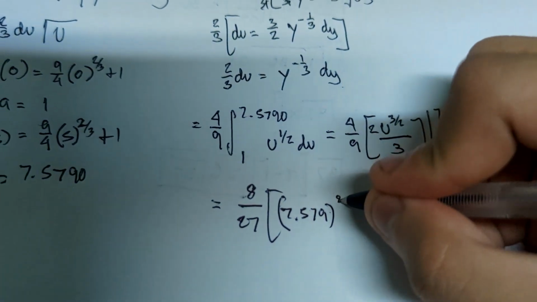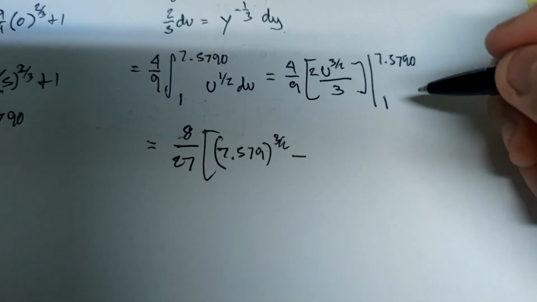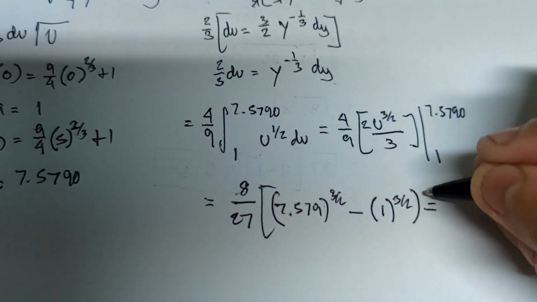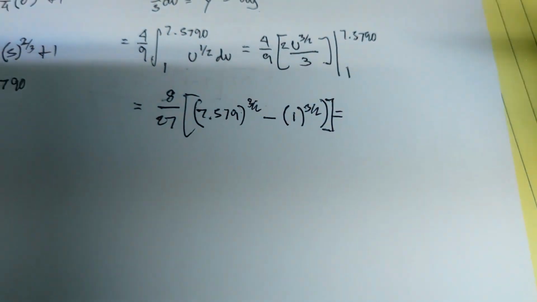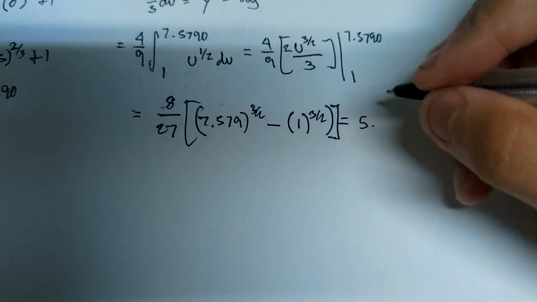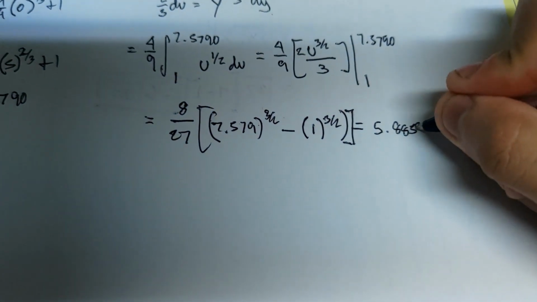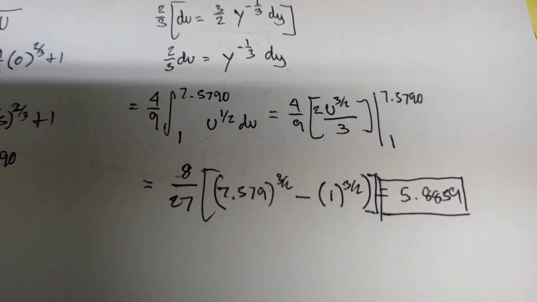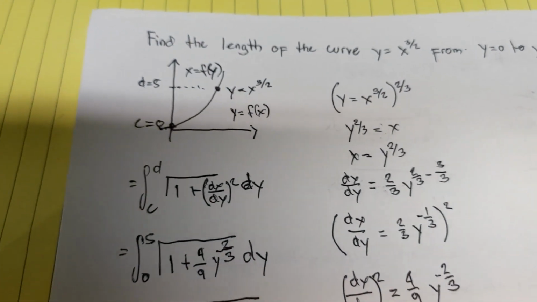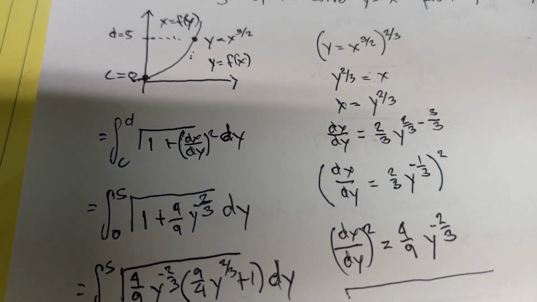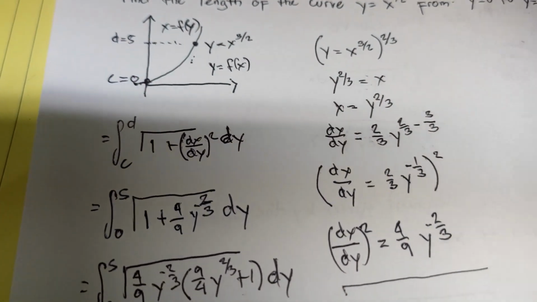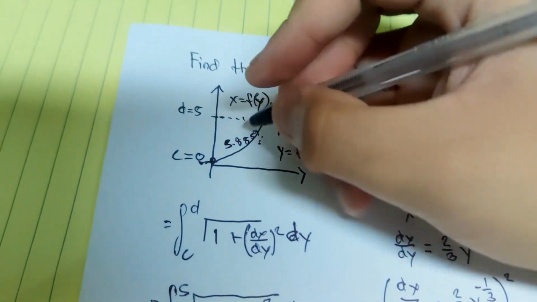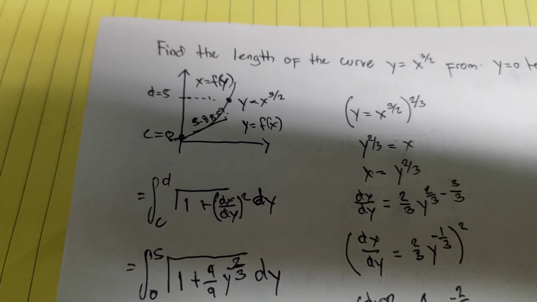Let's put 3/2 here, minus our lower limit, which will be 1 raised to 3/2. By using the calculator, the answer for this will be just 5.8859, and this will be our answer for the length of our curve here. So that's it for our length of curve.